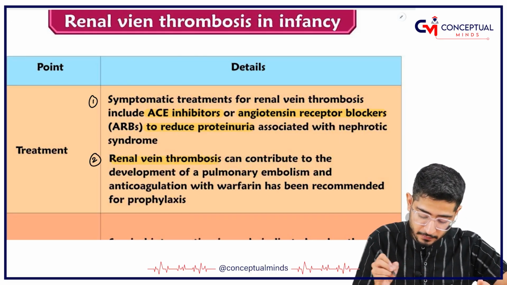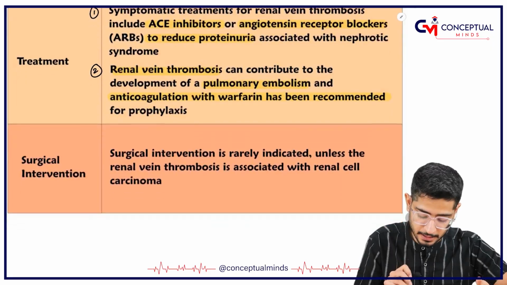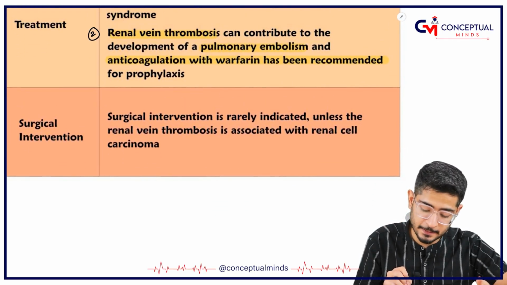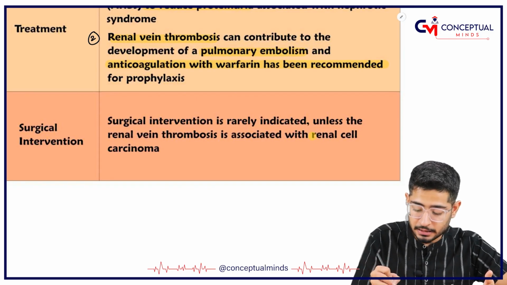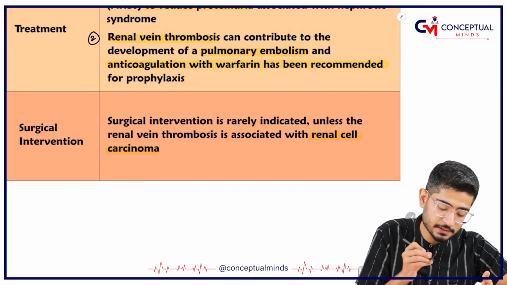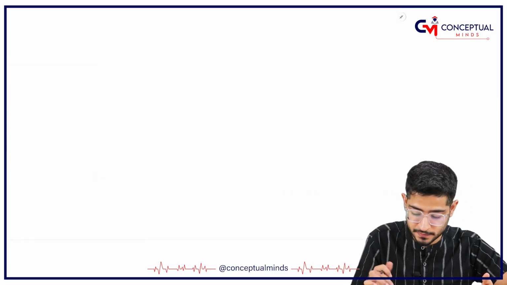Then of course, renal vein thrombosis can lead to pulmonary embolism, etc. So anticoagulation therapy like warfarin is recommended for prophylaxis. Surgery is rarely done, only when there are chances of complications like renal cell carcinoma, and then we go for surgery.